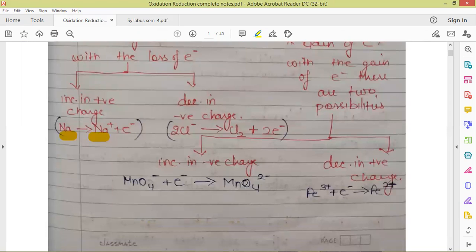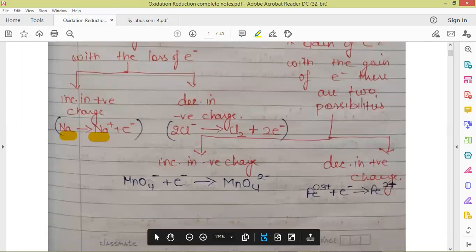Or it can be a decrease in positive charge. Here iron 3+, the valence is 3+, it is gaining 1 electron and getting converted to iron 2+.